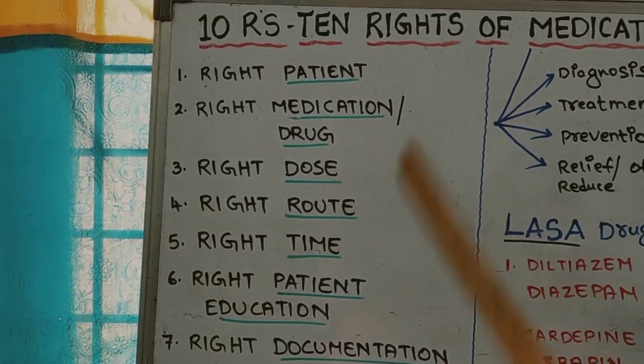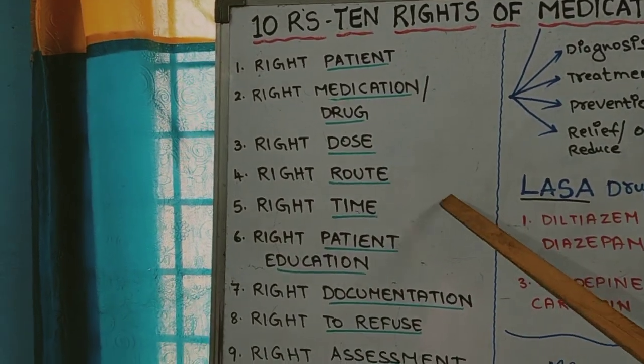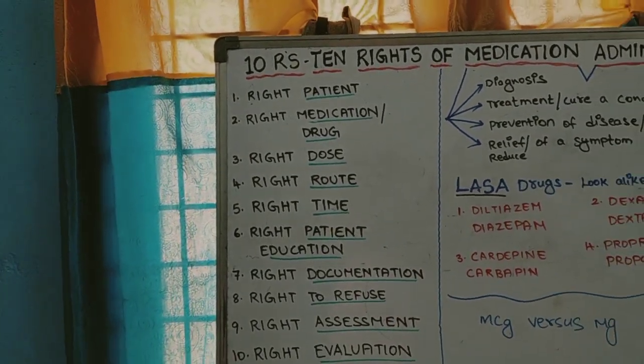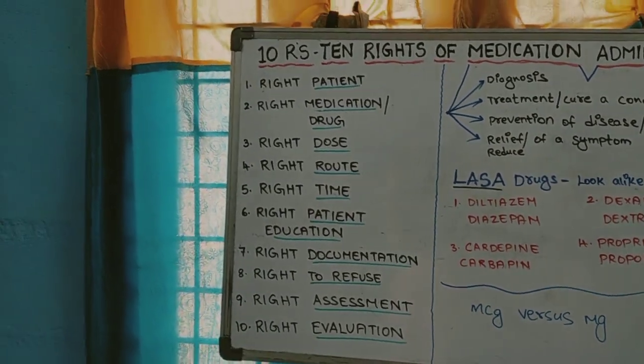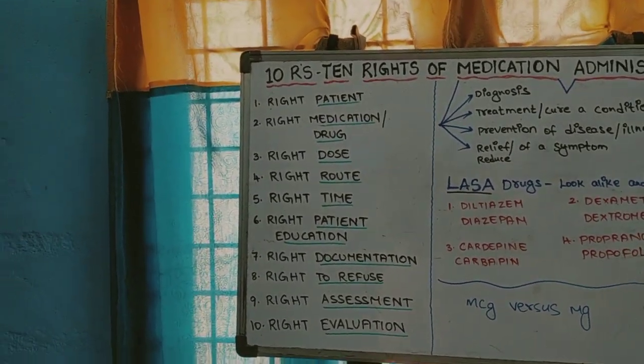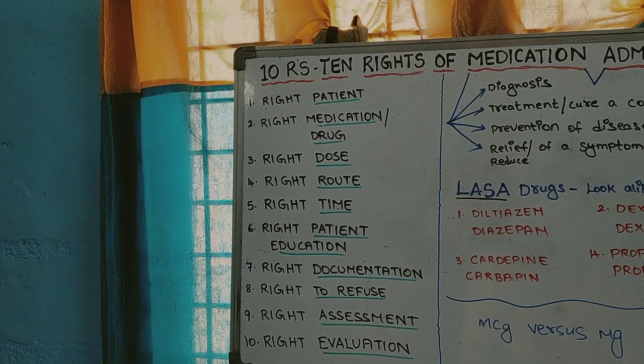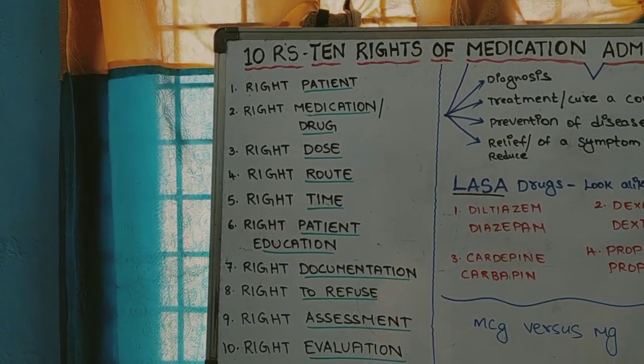Then the next right is right route. Medications can be given to the patient in different ways, and some of the common routes of giving medications are oral, intramuscular, intravenous, topical, subcutaneous, rectal, vaginal.